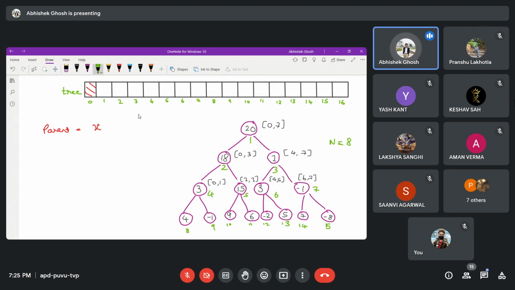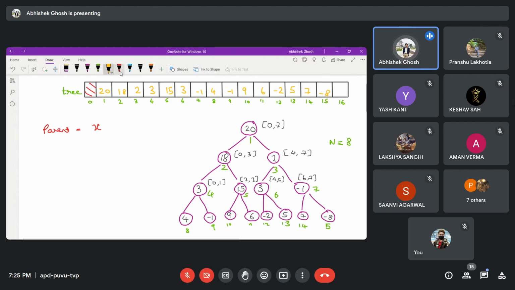So if I represent them using a tree, what would the values be? At index 1 I have 20. At index 2 I have 18. So quickly just fill this up. At index 3 I have 2. Index 4 I have 3. Index 5 I have 15. Index 6 I have 3. Then 4 minus 1, 9, 6 minus 2, 5, 7 minus 8. So we used 1 to 15 to represent our tree.